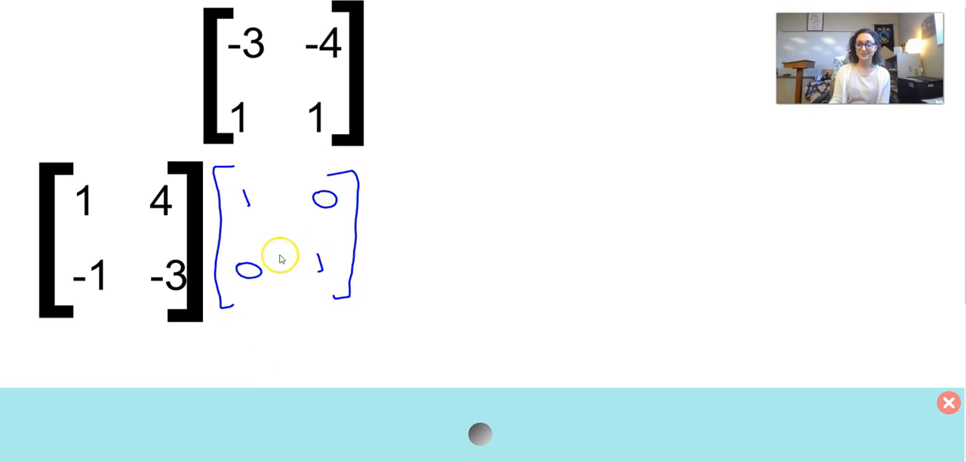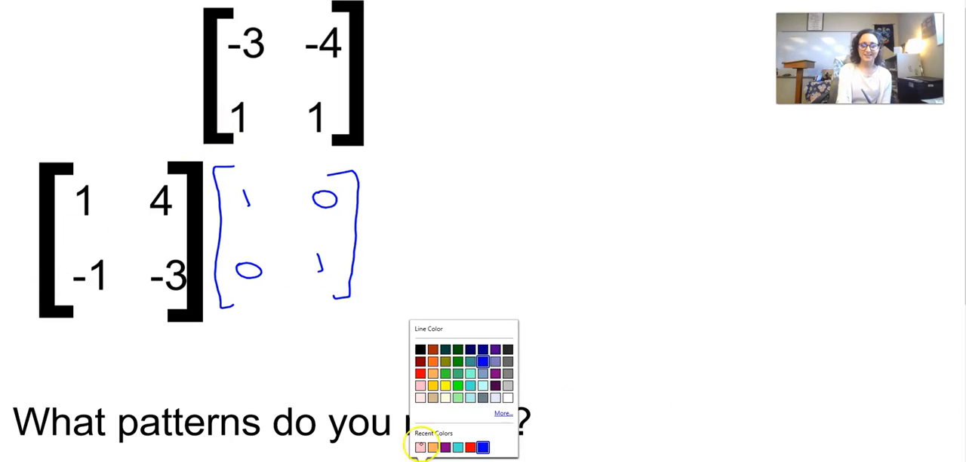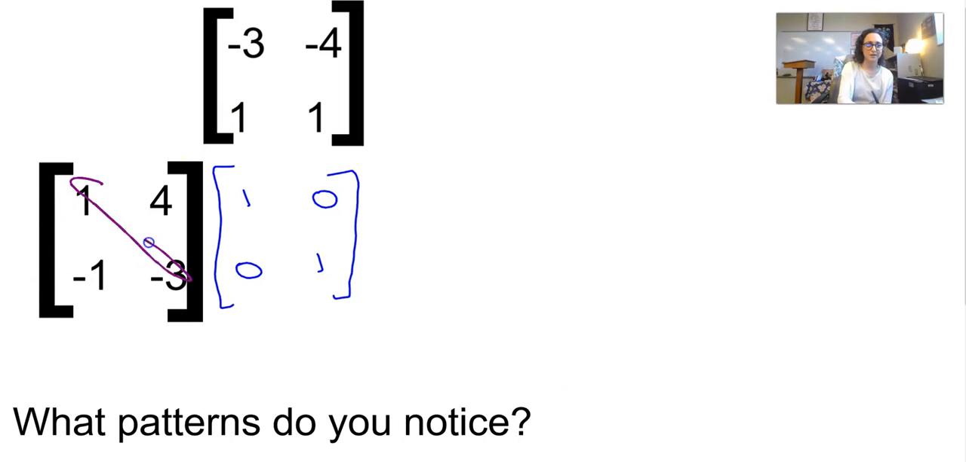This is the identity matrix, meaning that these two matrices are what? They're inverses of each other. Okay, now take a look and see what patterns you notice between the two matrices that I gave you originally. I'm going to highlight some things for you. I want you to compare those values with those values. What do you notice? They're flip-flopped, right?